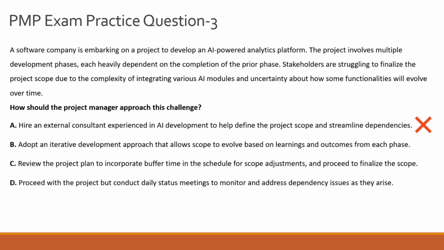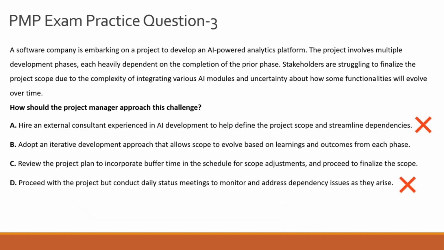So that is why option A is eliminated, because it shifts the responsibility for scope definition away from the project team and stakeholders. Now let's evaluate option D, which suggests moving forward with the project while monitoring dependency issues daily. So this option might seem maybe pragmatic, or I'll say it seems a lot of micromanagement, as it suggests dealing with challenges as they arise.